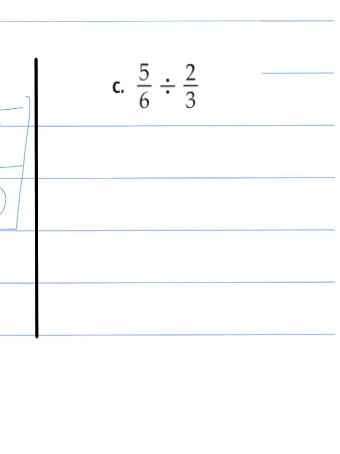5/6 divided by 2/3. Keep the first number, change to multiplication, flip the second number. Again, I can look for shortcuts. 3 goes into both of these. It goes into 3 one time and into 6 two times. 5 times 1 is 5. 2 times 2 is 4.